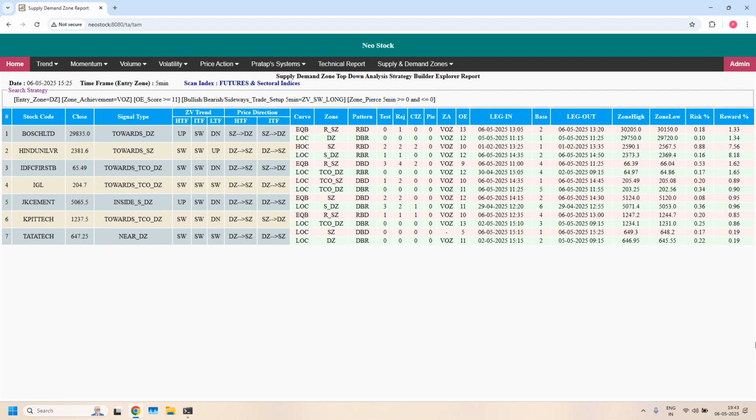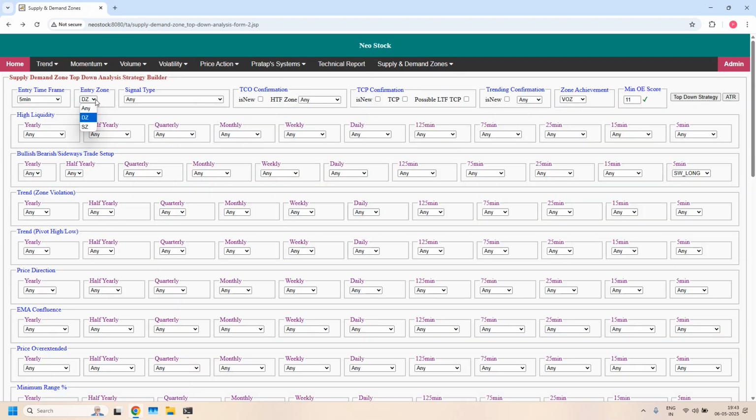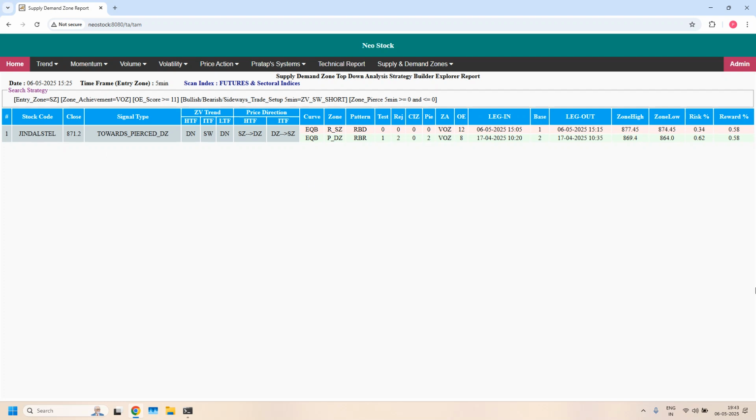This is sideways long trade setup. For entry time frame, 5 minutes. Similarly, sideways short trade setup, let us generate. Entry zone is a supply zone. And also at 5 minutes, now I am selecting sideways short, remaining filters are same. Let's filter. We got only one stock now.